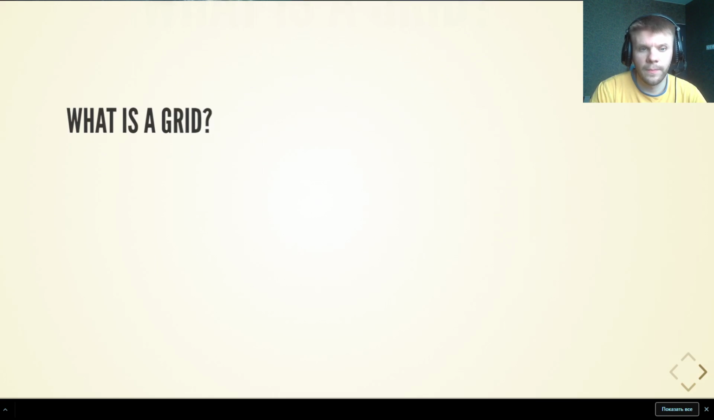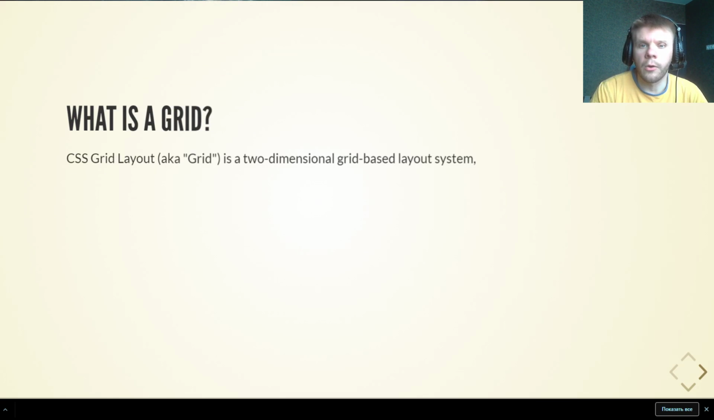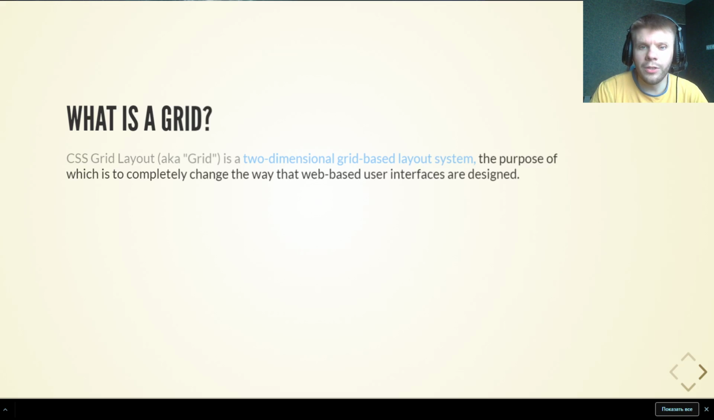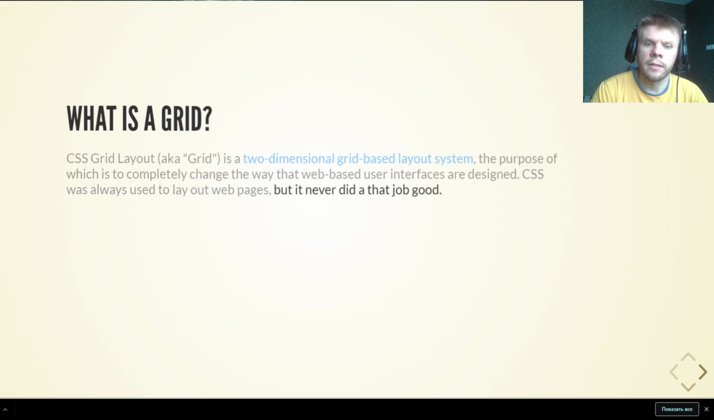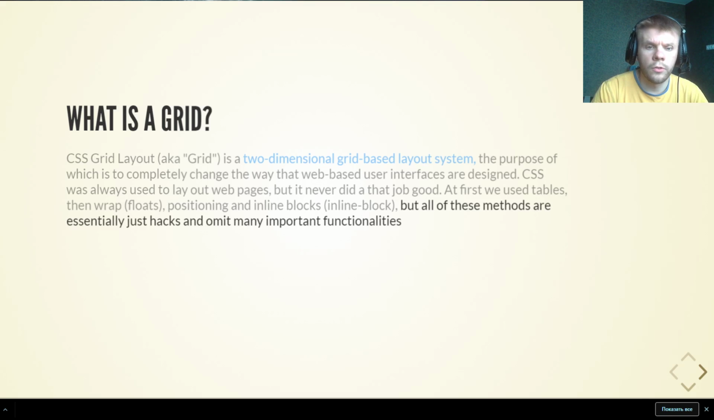What is a grid? CSS grid layout, aka grid, is a two-dimensional grid-based layout system, the purpose of which is to completely change the way that web-based user interfaces are designed. CSS was always used to lay out web pages, but it never did that job well. At first, we used tables, then wraps, floats, positioning and inline blocks. But all of those methods are essentially just hacks and omit many important functions.